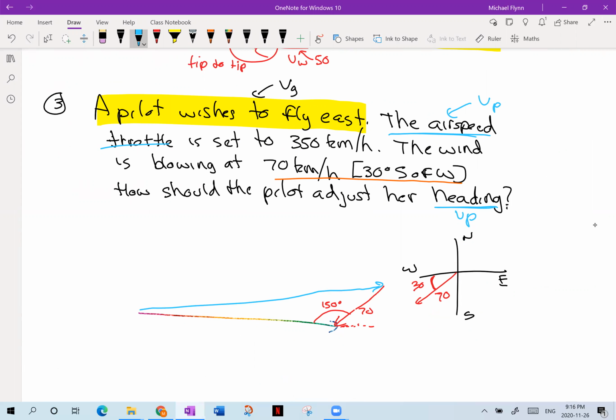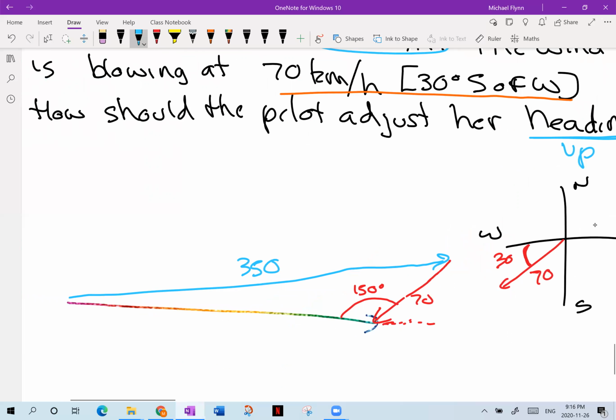But here's the deal this time. This time, we know what the airspeed is. The airspeed is 350. That goes with the blue one. So this one's 350, okay? And they're asking us for the heading. Well, the heading is theta, okay?